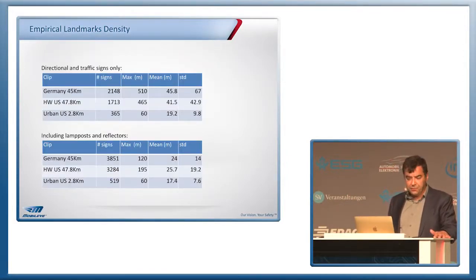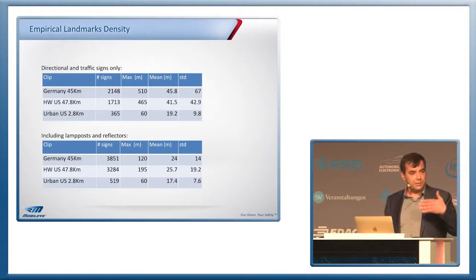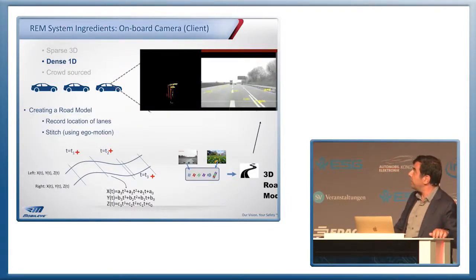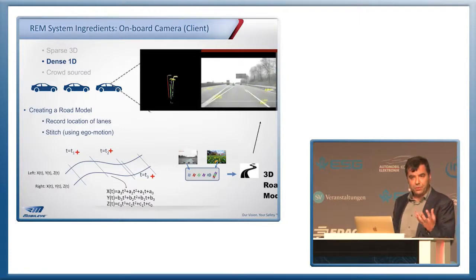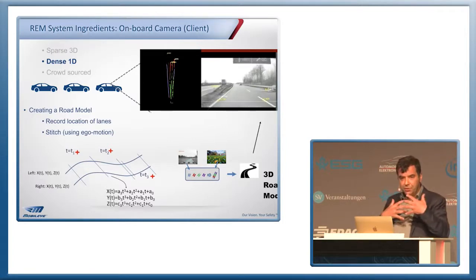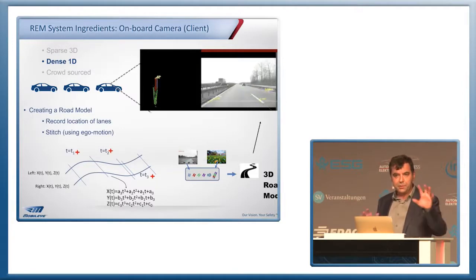And in terms of density of landmarks, if we include lampposts and reflectors, in the worst case the maximum distance between landmarks is about 200 meters. This is important because you need high density in order to fix localization drift. The information from the camera builds an environmental model, builds the lanes, and we call this harvesting. This is on the clip that you see. The camera stitches all this information, uses ego motion to put everything in the same local coordinate system, and then uses the landmarks to fix localization drift.